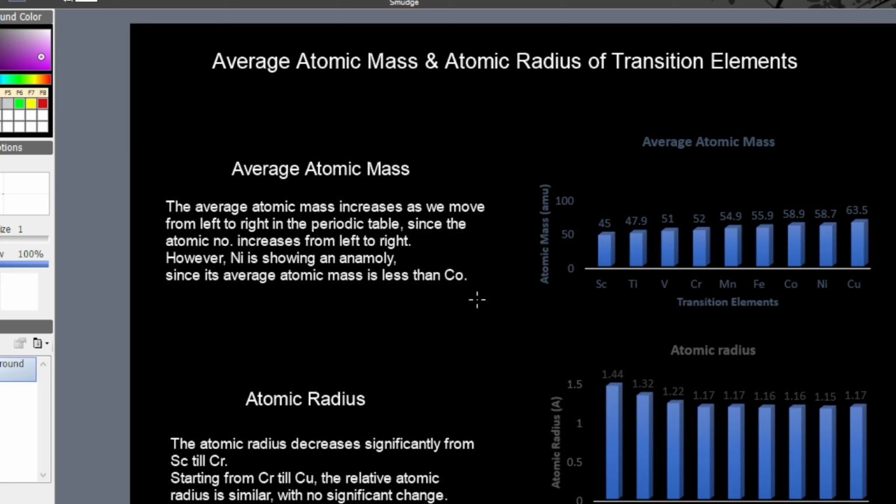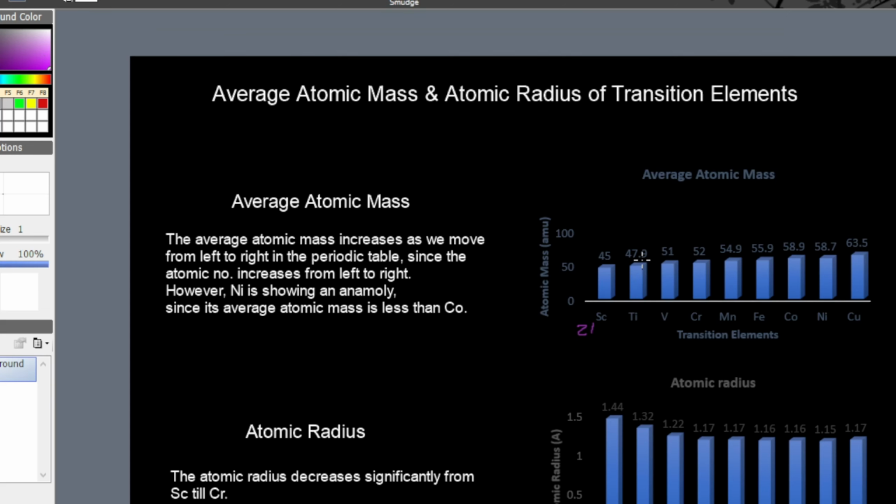Welcome in another video. Today we are going to discuss the average atomic mass and atomic radius of transition elements. So let's start with the average atomic mass. Here we have scandium with atomic number 21, as we can see here. So scandium 21. As you can see here, the average atomic mass in the unit of AMU, 45 AMU.